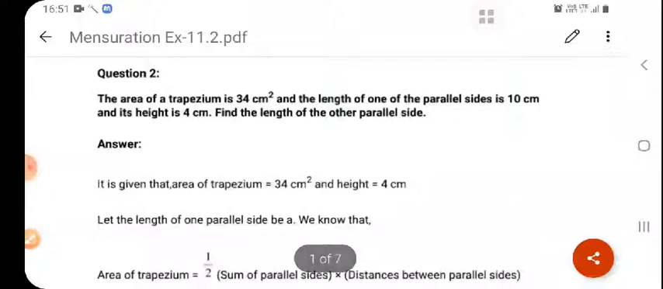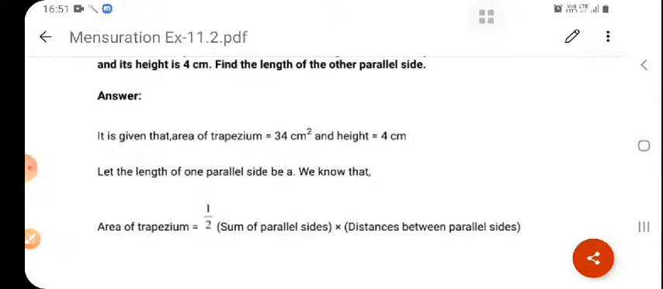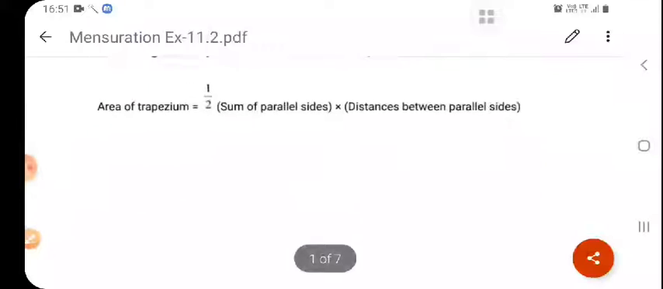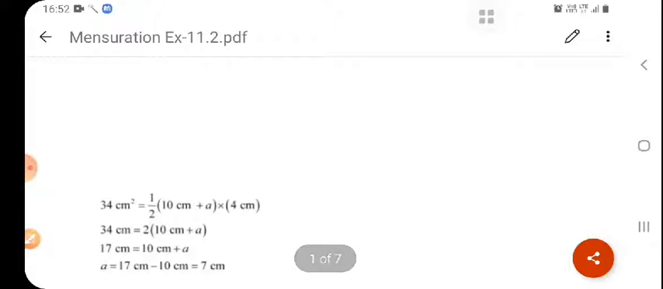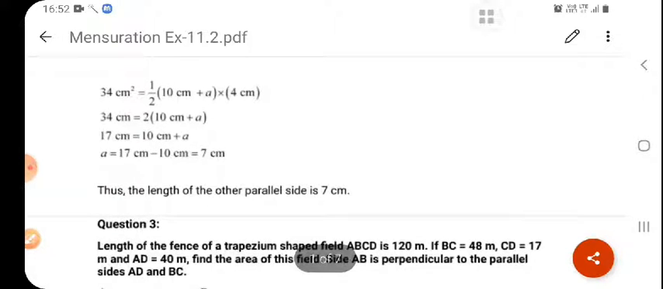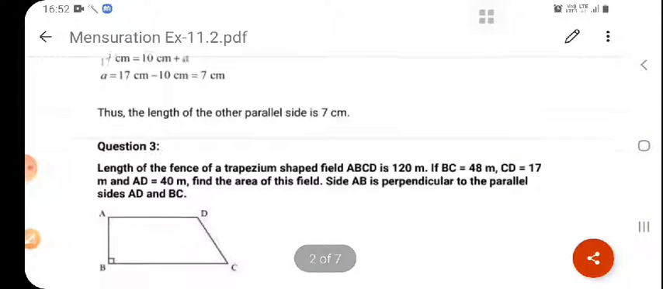Now we will use the area of trapezium, half into the sum of parallel sides into the distance between them. Put all the values, assuming the other side to be a. So 34 is the given area of the trapezium, and half into the sum of parallel sides. One side given is 10 centimeter, the other side we assumed as a centimeter, and we will multiply it by the distance or height between them, that is 4 centimeter. So here the value of a is 7 centimeter. So the length of the other parallel side is 7 centimeter.